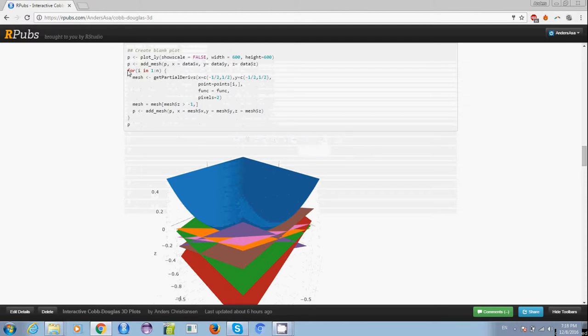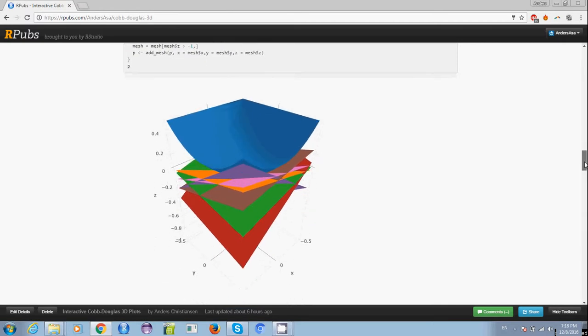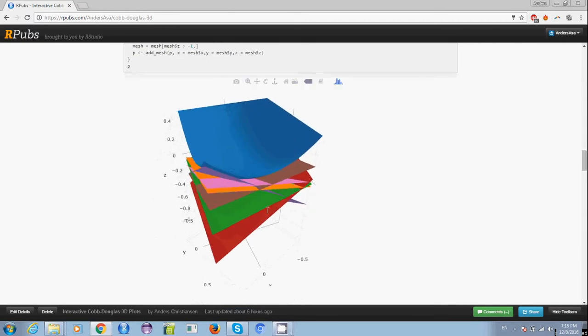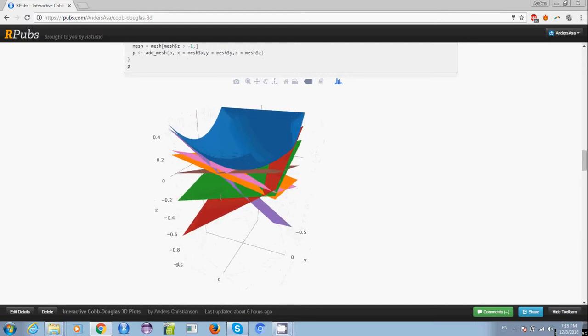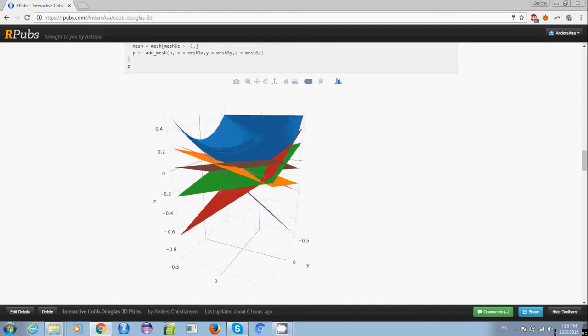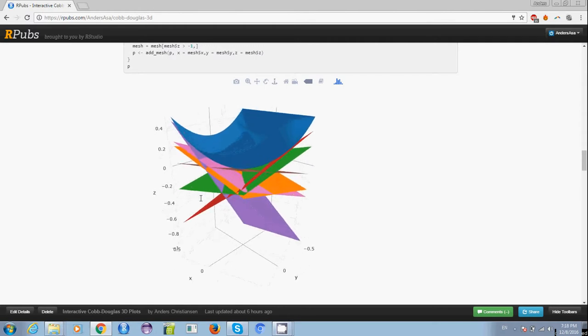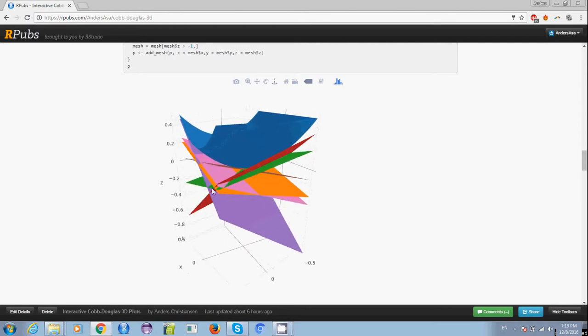We have a for loop here that, for each of those 6 points, we're going to apply the function getPartialDerivatives, and we're going to add mesh. Here we're adding that to the plot. So we're going to take those 6 points and add what we calculated as a partial derivative to the plot. And this is the result right here. We can look at this plot, spin it around, and we can see these really are the tangent planes for this function. It lines up perfectly, so it looks like our function is working.